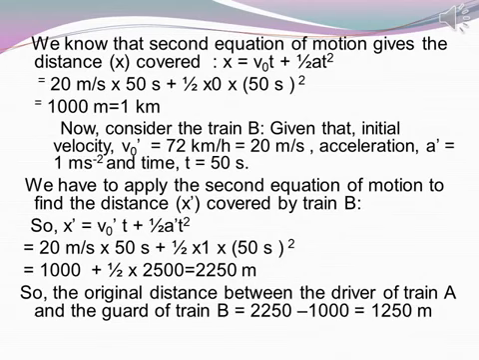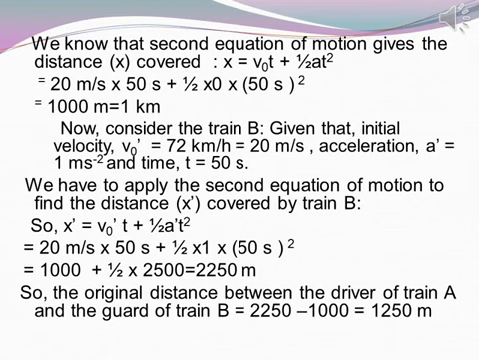Now we have to consider the train B, given that initial velocity v0 dash is equal to 72 km per hour, which is equal to 20 meter per second. Acceleration a dash is equal to 1 meter per second square and time t is equal to 50 seconds. Why should the acceleration be 1 meter per second square? Because the driver of the train B decides to overtake the train A, which is achieved by this acceleration.